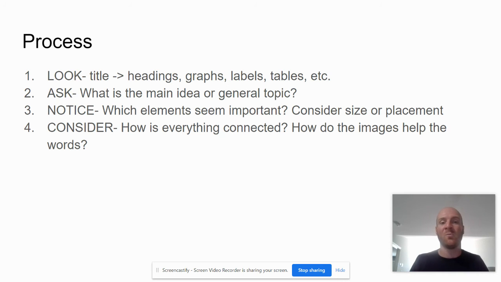Third, notice what elements seem important. So if something's super big, probably means it's important. If something's super small, might not be as important. If something is bolded in a text, it might mean it's important. Underlined might mean it's important. And fourth, consider how everything is connected. So how does the image connect to what's being talked about in the words? So maybe it's an example, or maybe it's just showing you what it is it's talking about. Okay, so consider how everything is connected. So look, ask, notice, consider.